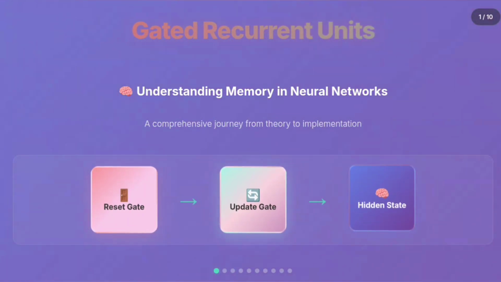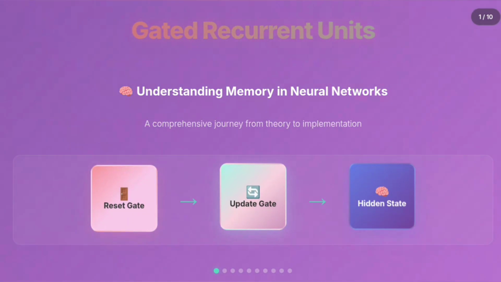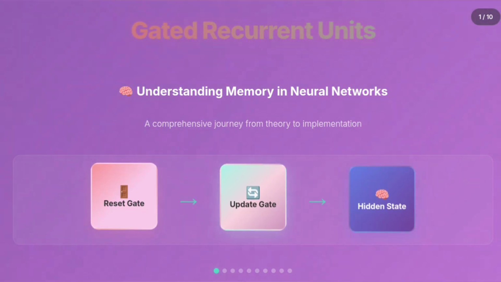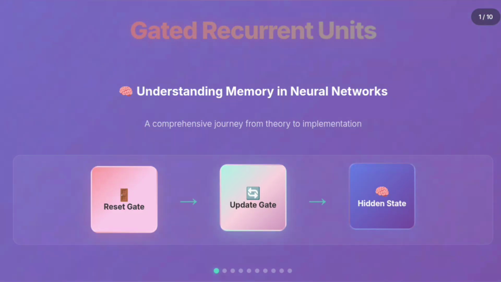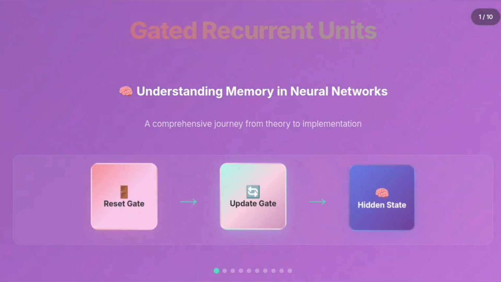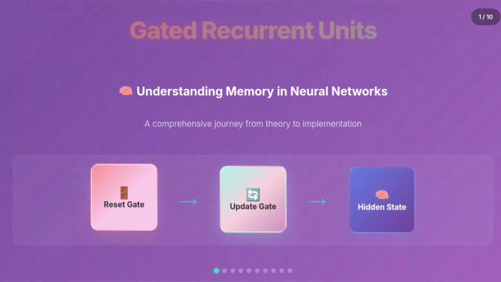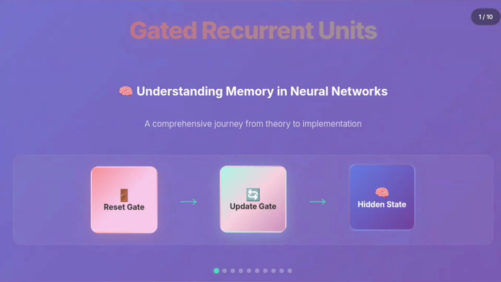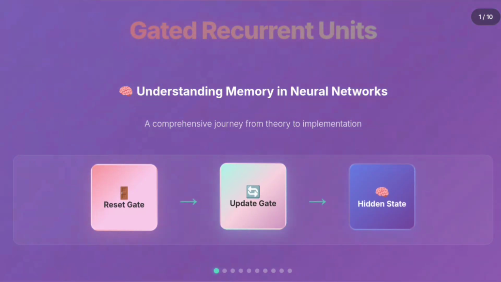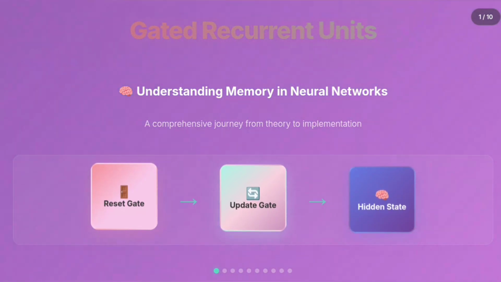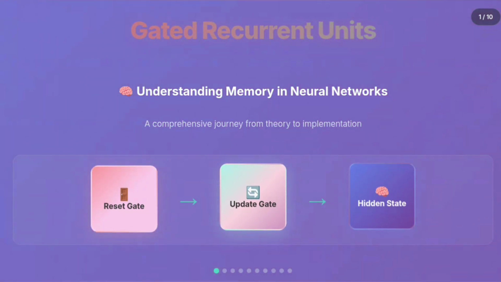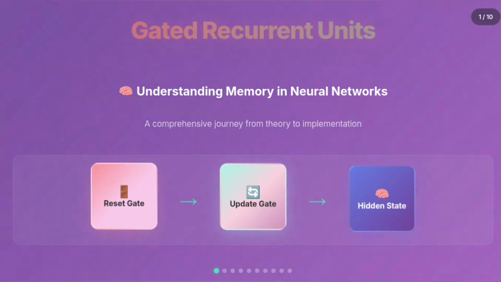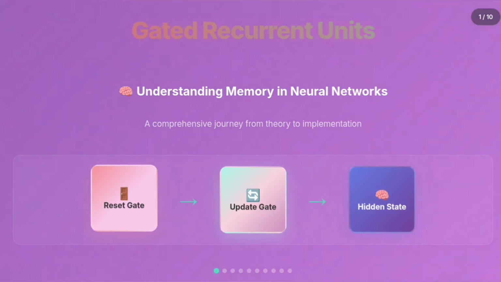Today, we're diving deep into one of the most powerful yet underrated architectures in deep learning, the Gated Recurrent Unit, or GRU. If you've ever wondered how your phone predicts your next word, how Google Translate works so well, or how chatbots understand context from previous messages, you're looking at the magic of recurrent neural networks. And GRUs are one of the best implementations of this concept.